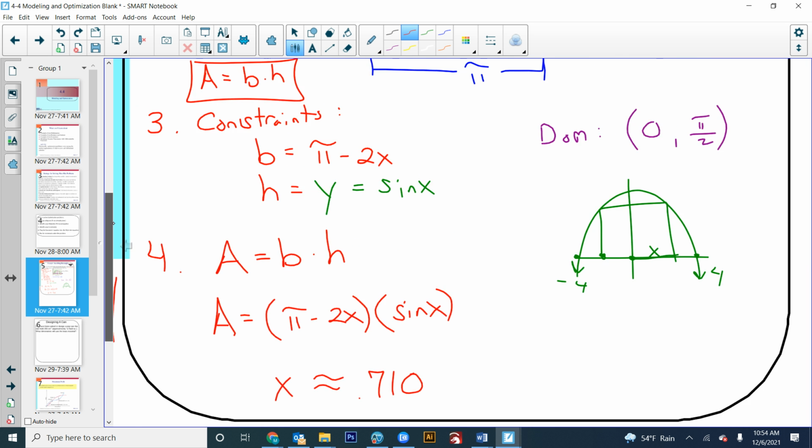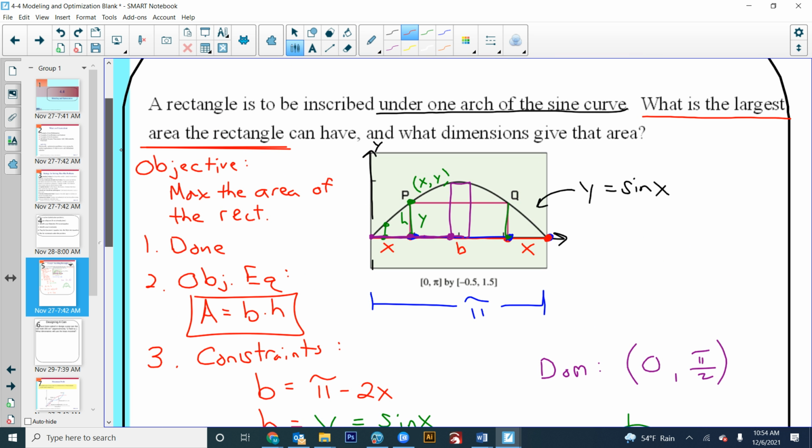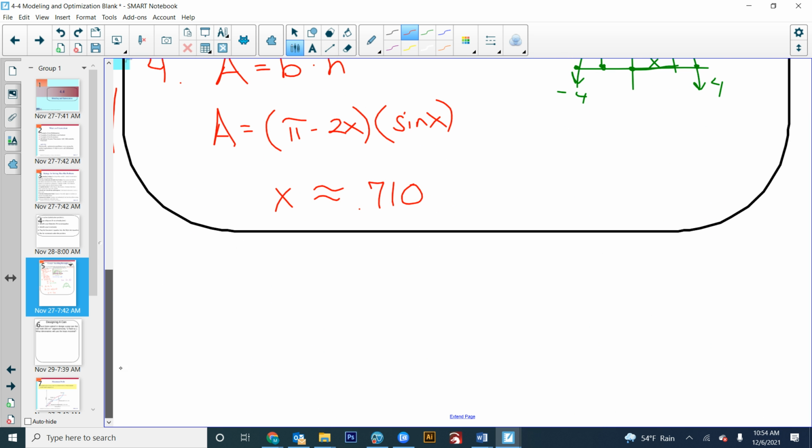But what's the question asking us? Find the largest area and what dimensions? Base and height. What dimensions give you that area? Okay. Well, let's see. x is approximately 0.710. What's the base when x is 0.710? Pi minus double 0.710. Do you agree? Now, I probably wouldn't just round it to 3 decimals to type in that calculation. I'd probably take it to maybe a fourth. Okay, 0.7104.